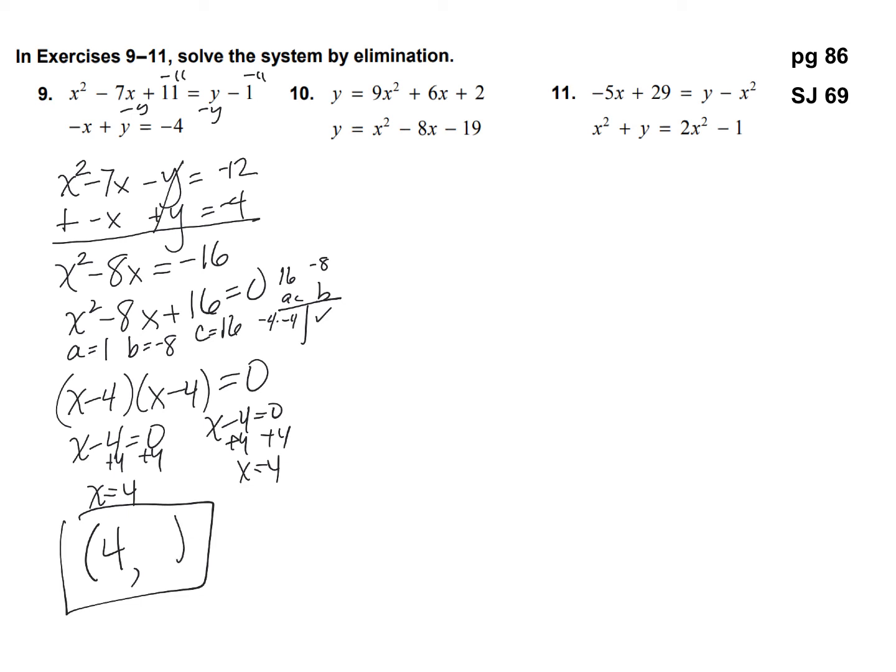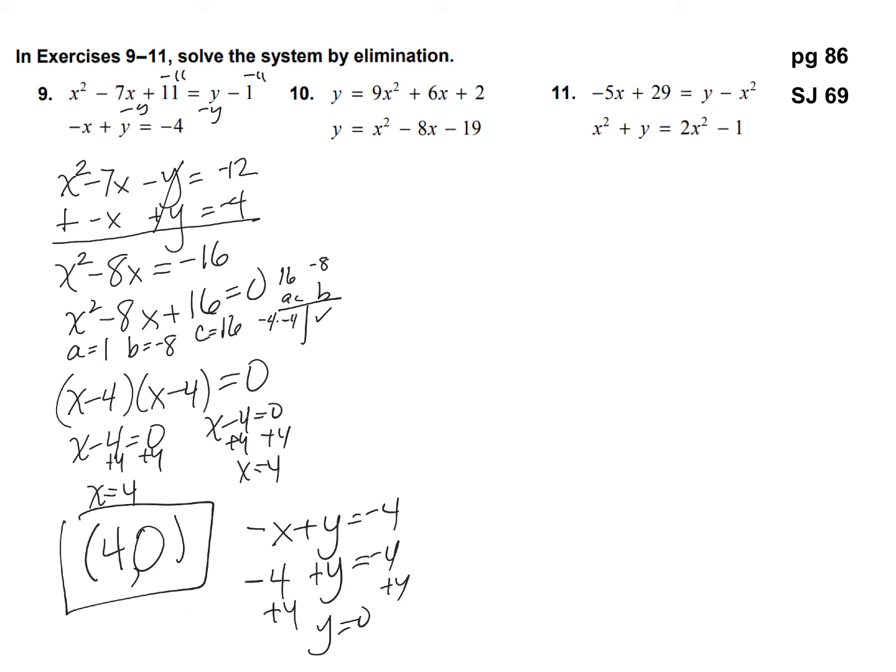And then I'm going to substitute my 4 into that bottom equation. X is 4, but it's negative 4 because of that negative there. I'm going to add 4. So y will equal 0. Again, you can type both of those in Desmos to see if they intersect at (4, 0).